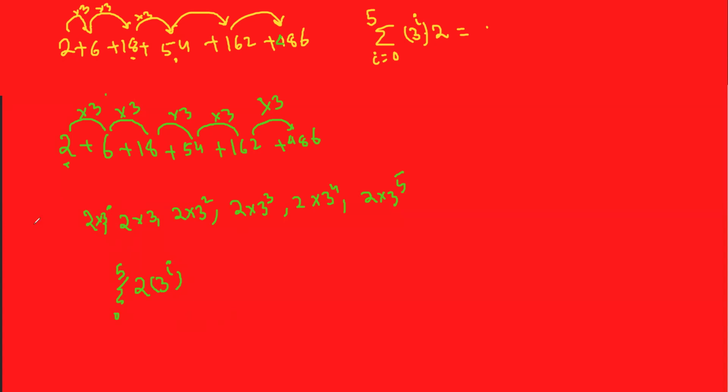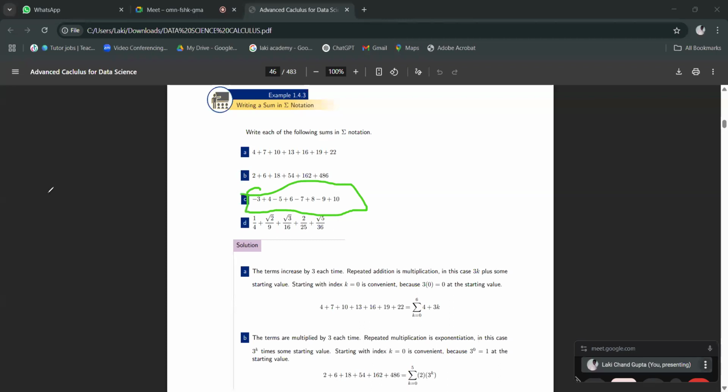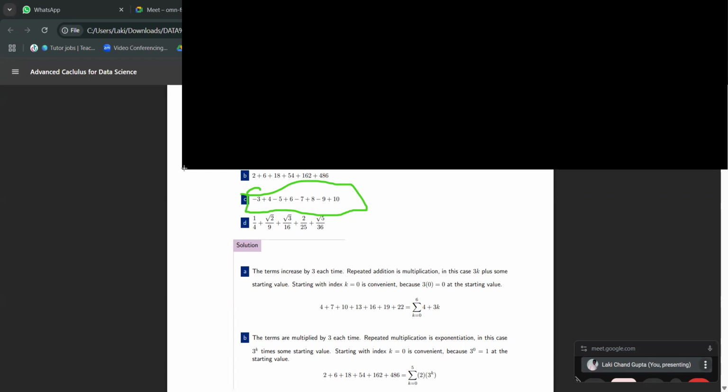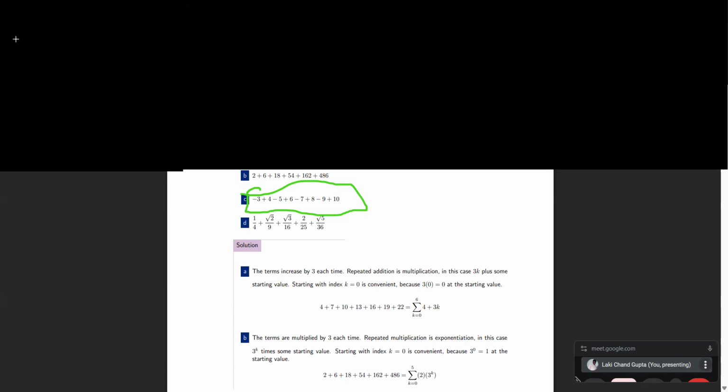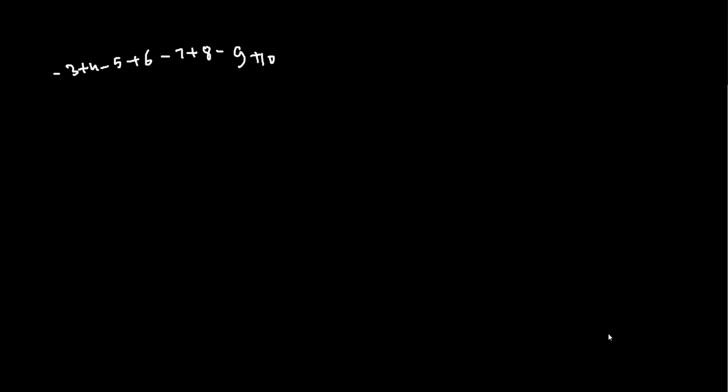So see third term. How can we write this? Minus 3 plus 4 minus 5 plus 6 minus 7 plus 8. Alternate sign is changed, right? So it's going to be like -1 to the power, and it should always be an odd number as the power.